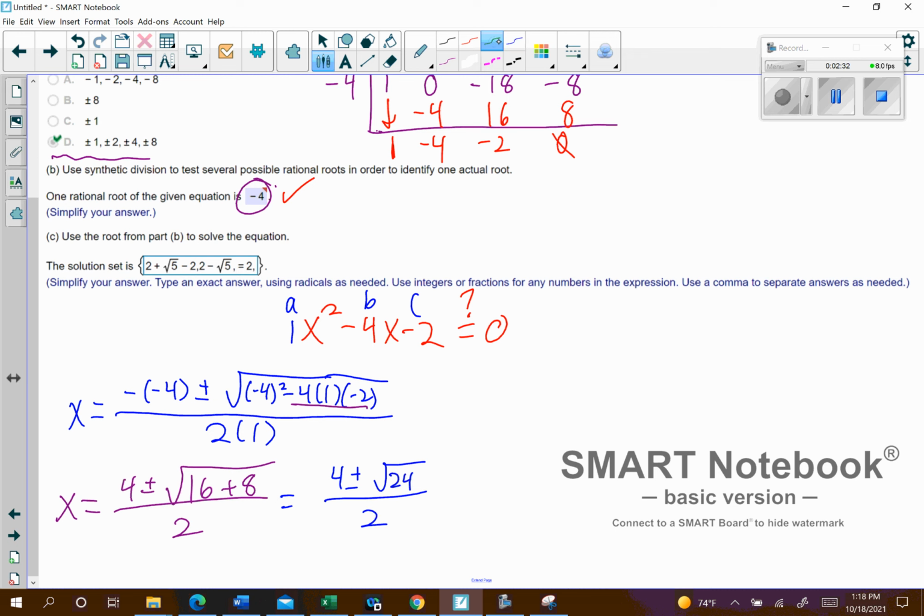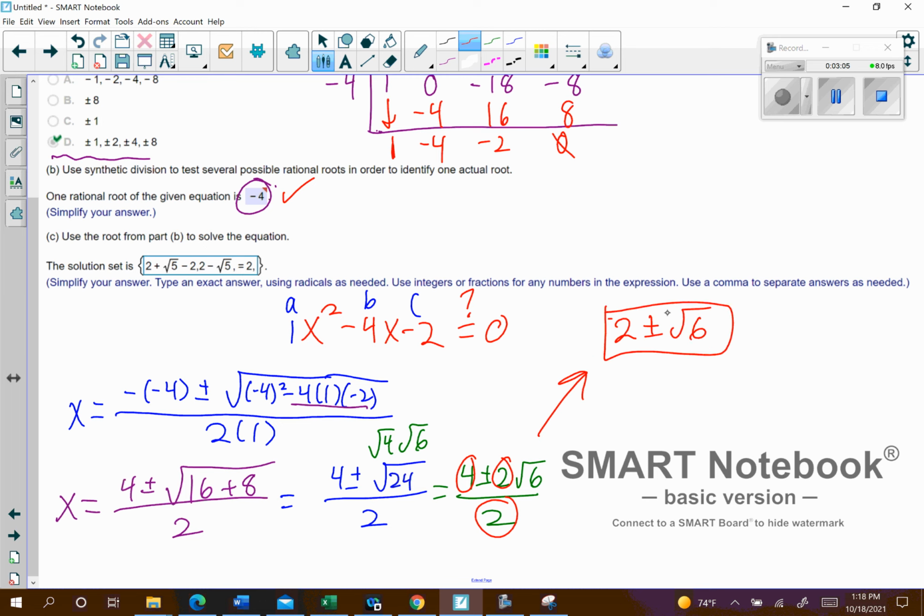Okay. And then we're going to break that square root of 24 up into a square root of 4 times the square root of 6, which then will give us 4 plus or minus 2 square roots of 6 all over 2. And then we should be able to simplify. It's either all or nothing, and we can simplify all those by a factor of 2. And so that will simplify into 2 plus or minus the square root of 6. So those are two of my answers there.